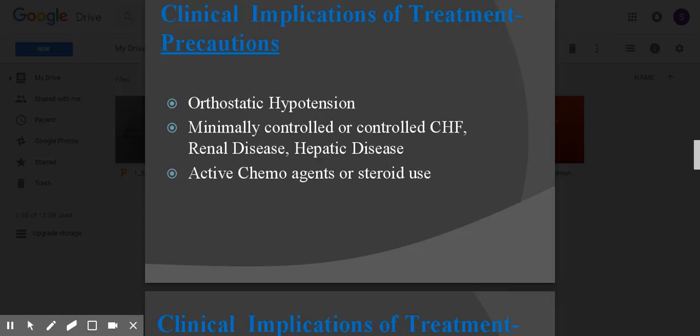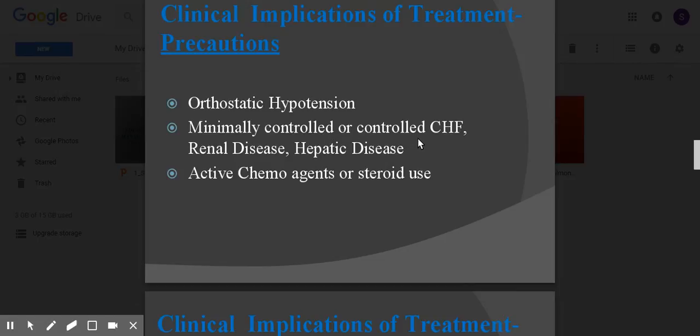Orthostatic hypotension. Obviously, with moving fluid around, we also can affect the fluid balance in the body, and so patients with orthostasis certainly need to be cautious with those patients. And when you finish an edema treatment, you don't just let them stand up and walk across the room. You'll want to have them sit up for a while, let their blood pressure adjust.